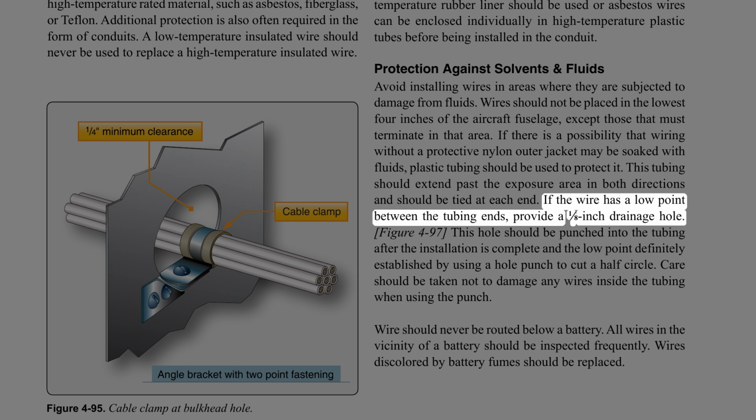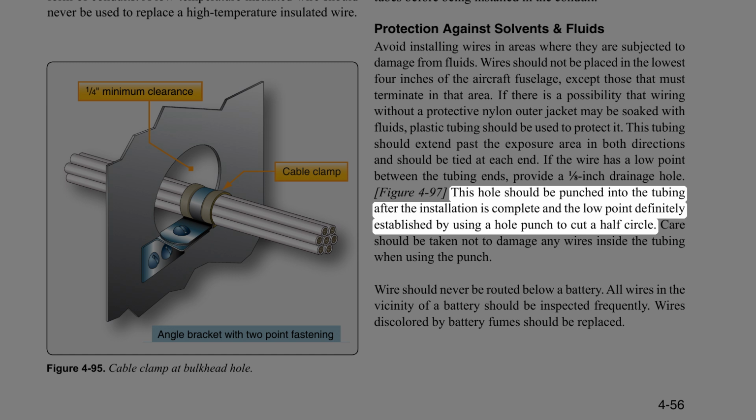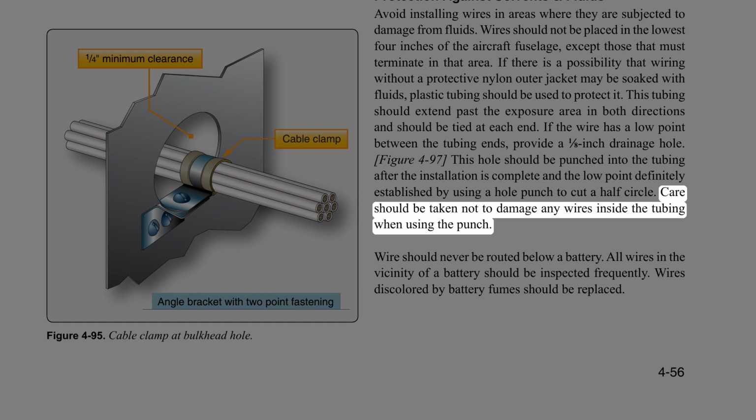If the wire has a low point between the tubing ends, provide a 1/8 inch drainage hole. This hole should be punched into the tubing after the installation is complete and the low point definitely established, by using a hole punch to cut a half circle. Care should be taken not to damage any wires inside the tubing when using the punch.